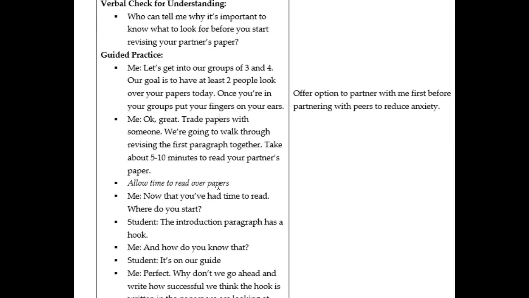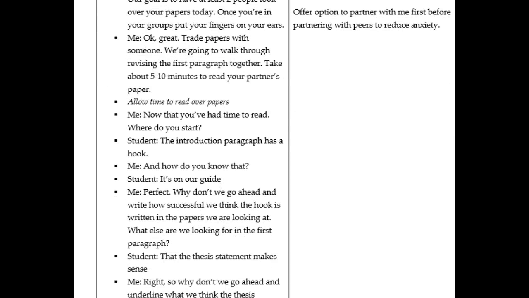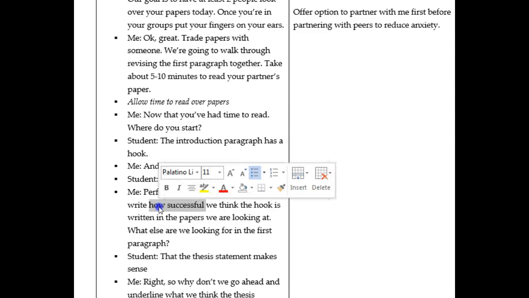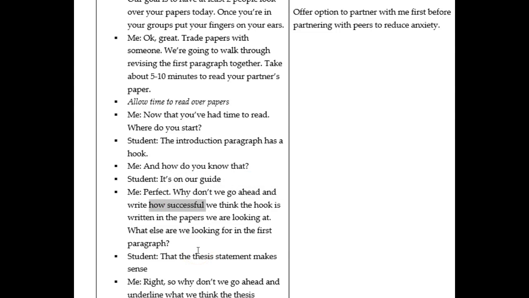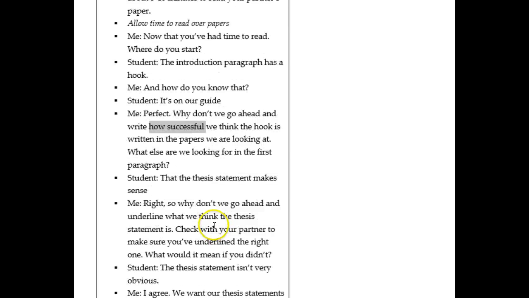You have this right here. Why don't we go ahead and write how successful we think the hook is written in the papers we're looking at, okay? Without any mini lesson, without a break aside that says, what is the criteria for a successful hook? Here are 3 standard ways to open. It should use one of these. Or, right, those ones are so overdone, we shouldn't be using one of those. Or, right, whatever it is you want to put in there, you need some direct instruction and some criteria so that you're actually teaching the students what a successful hook is and then having them look for it.